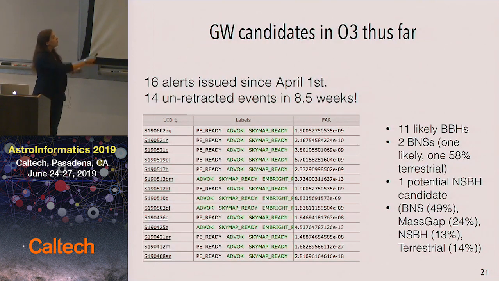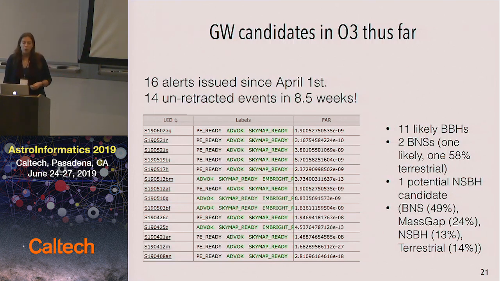And then to date, we have 14 unretracted events in, well, a higher number of weeks now. So this is just from O3, assuming that the false alarm rates for some of these more likely events hold up for the catalog that we eventually publish. We have just about doubled our event count in O3.